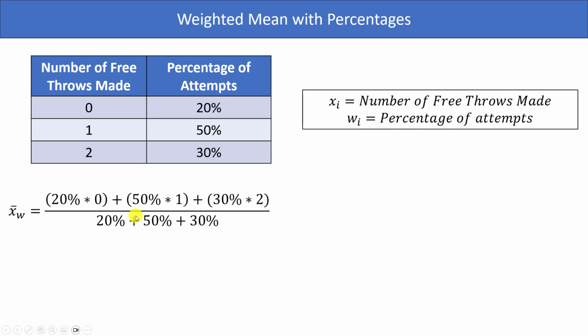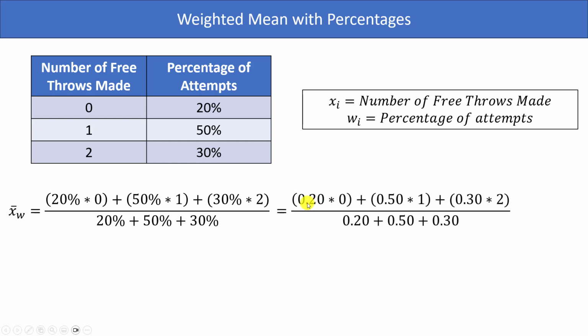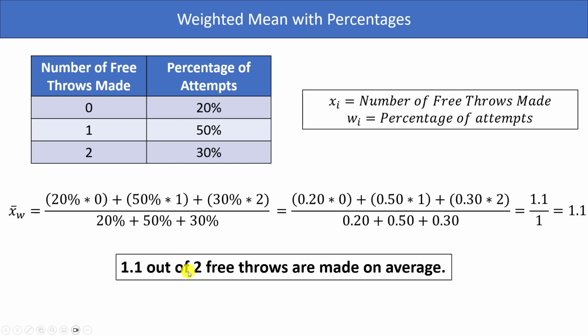To find the weighted mean, we can take each percentage, which is represented by the weight, and multiply by the corresponding number of free throws made, add them all together, and then divide by the sum of the weights. What we will get is 0.2 times 0 plus 0.5 times 1 plus 0.3 times 2 divided by 0.2 plus 0.5 plus 0.3. You may want to write these in decimal form like I have on the right rather than percentage form. If you multiply all this out, you're going to get 1.1 divided by 1, which is equal to 1.1. So this means that 1.1 out of 2 free throws are made on average.